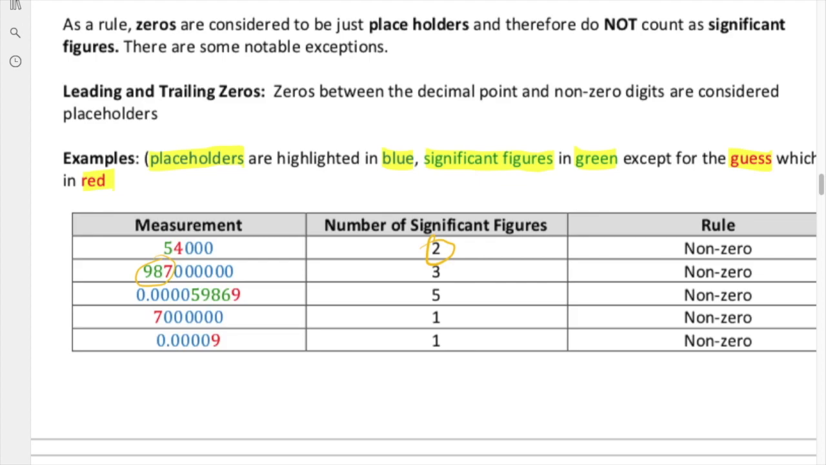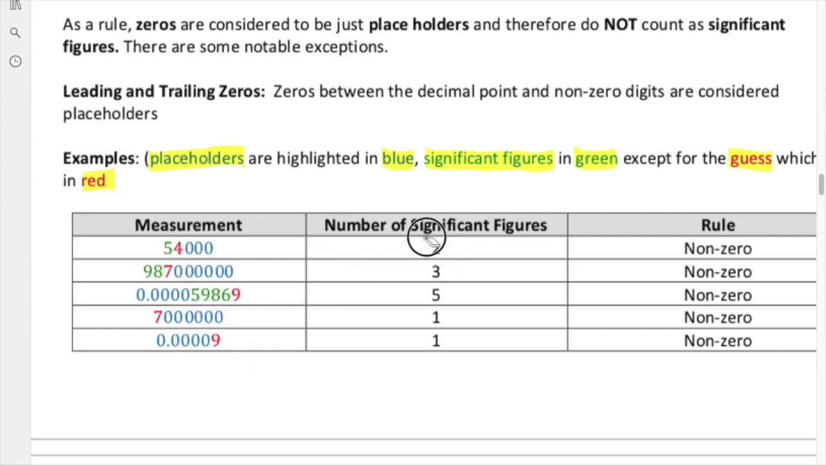Those first 2 significant figures are very reliable, and the last digit, the last significant figure, is a guess. Over here, 0.0000 59869. These zeros are all placeholders, and these are the only significant digits, and there are 5 of them. 1, 2, 3, 4 that are very reliable, and then of course our guess. And then this number here, there is only 1 significant figure, and that is our guess. So right away we know that the instrument used to measure this was low quality, because these zeros are all just placeholders. And then finally, same thing here. These zeros are placeholders, and then there's 1 significant figure there.